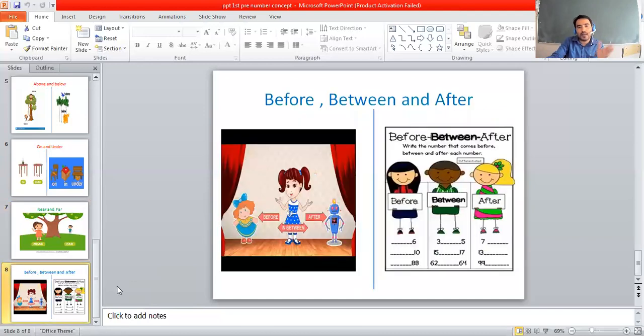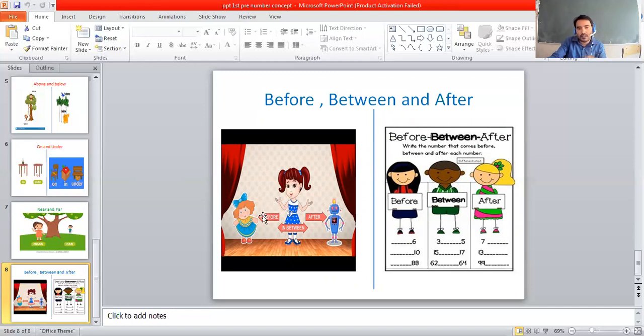So now I will come to before, between, after. Before, between, after. If we start looking from left to right, we start looking from left to right. Okay, now look at that. So here we have to start looking from left to right.